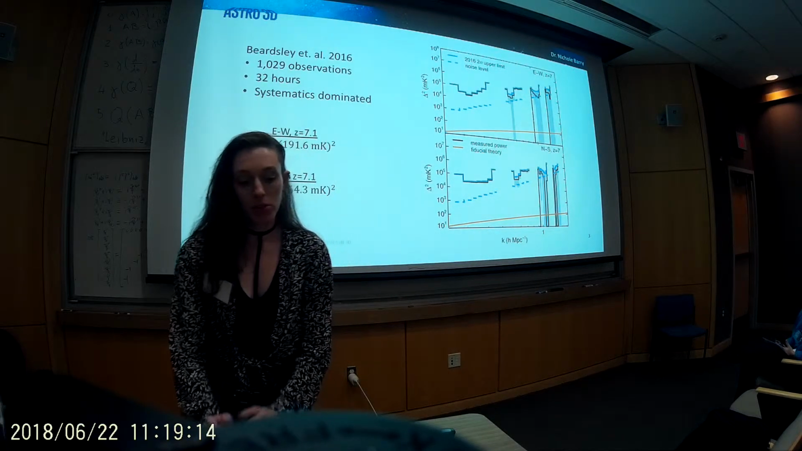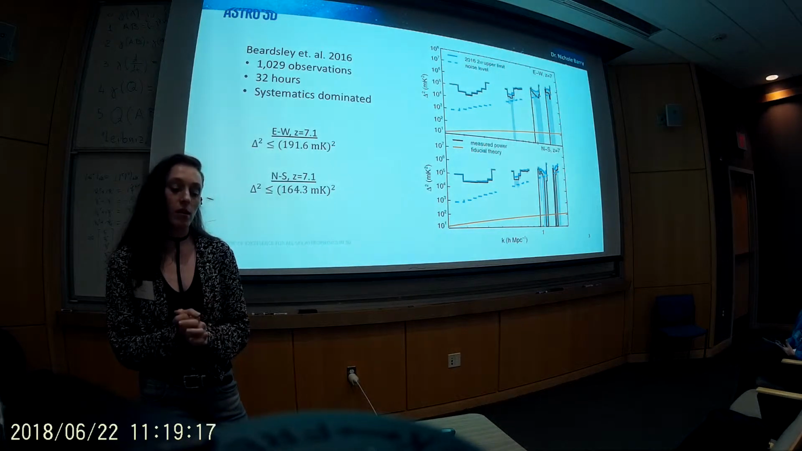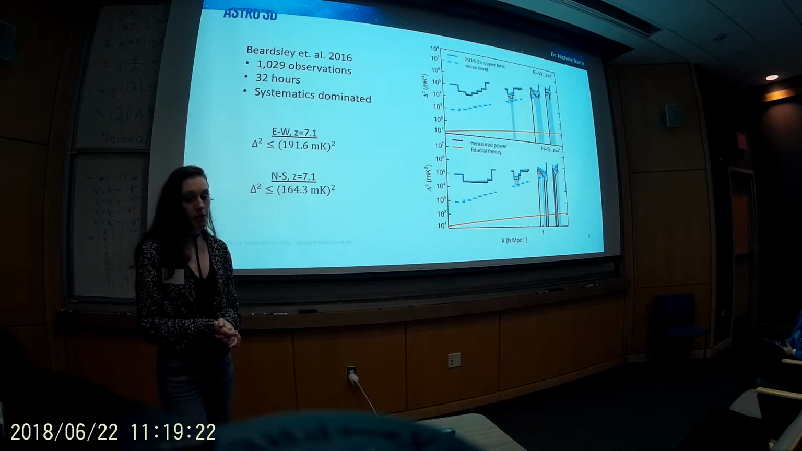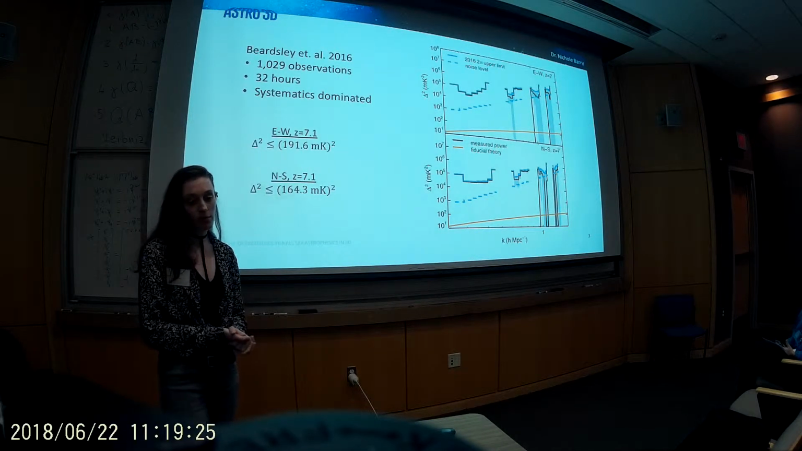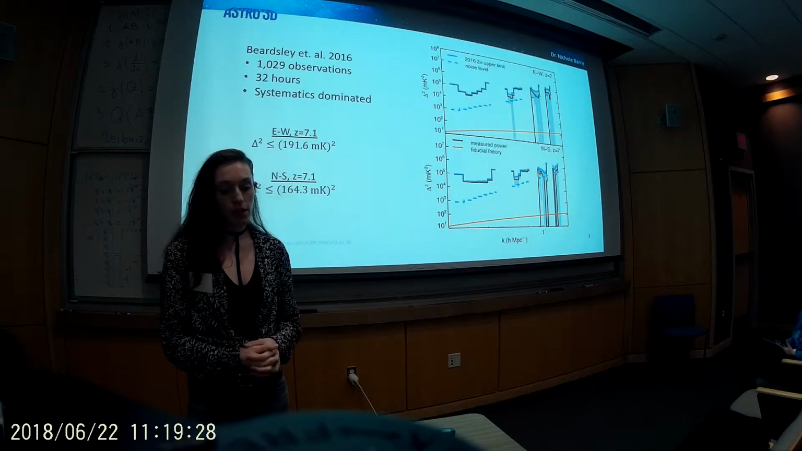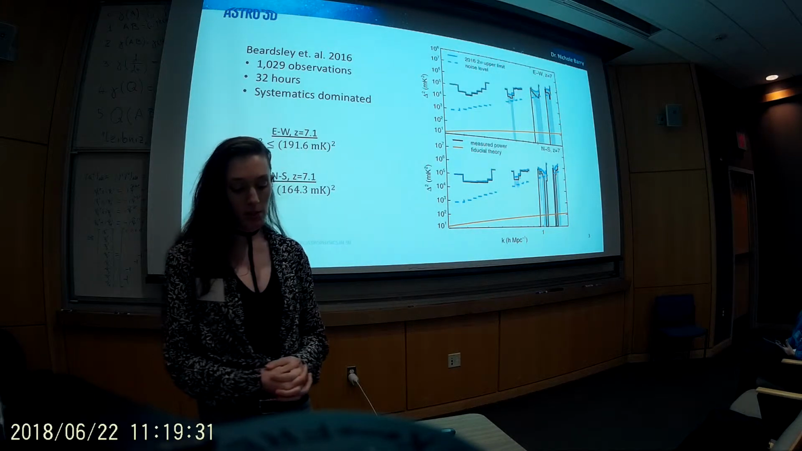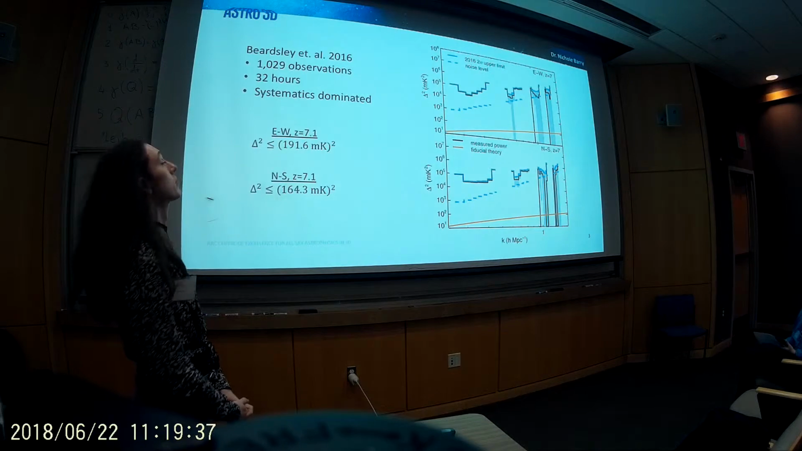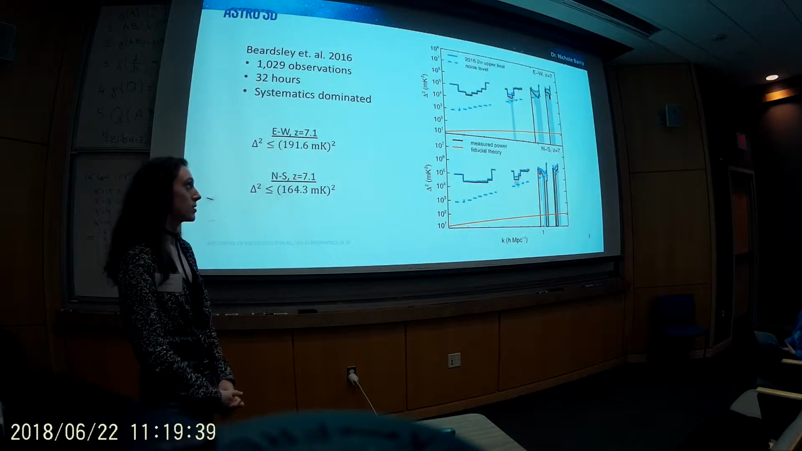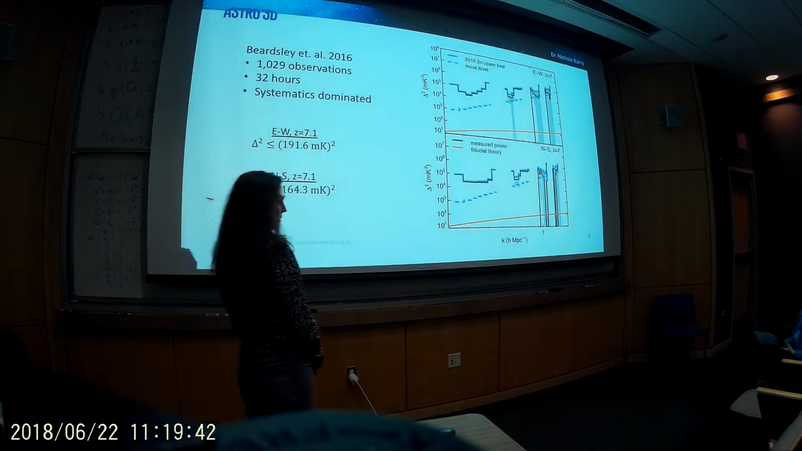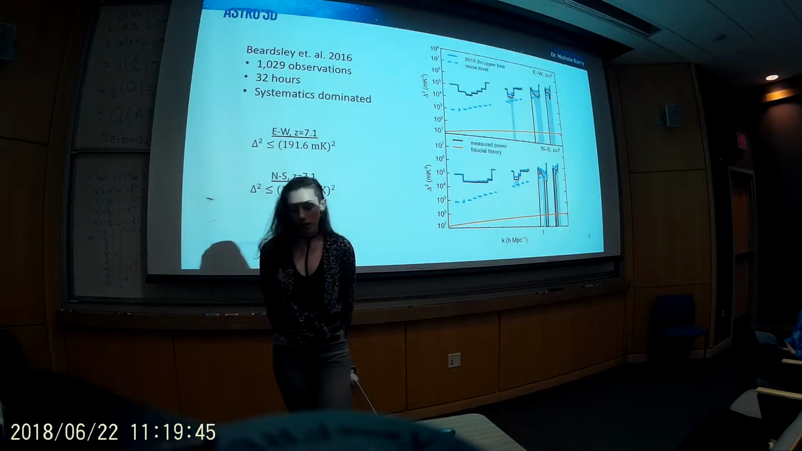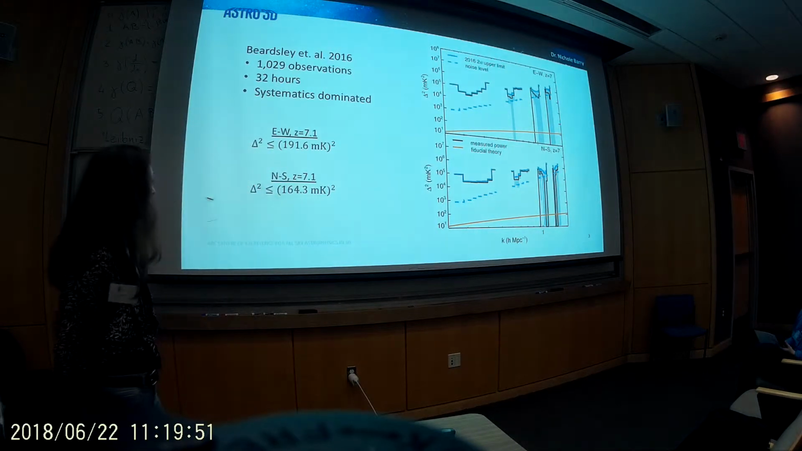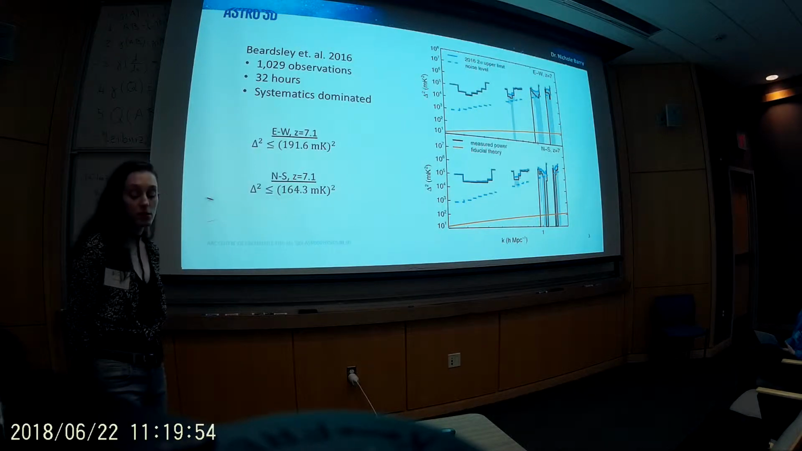And what I want to do is compare recent changes and some RFI things that Mike did against something that we already know. So in 2016, Beardsley et al. was published. It was really the first attempt at MWA EoR. It had about 1,000 observations, or 32 hours, and it was systematic dominated. What I mean by that is that the gray error bars are not consistent with zero, meaning that we detected a systematic, not the EoR. And the best limit that we got out of that was about 164 millikelvin squared.